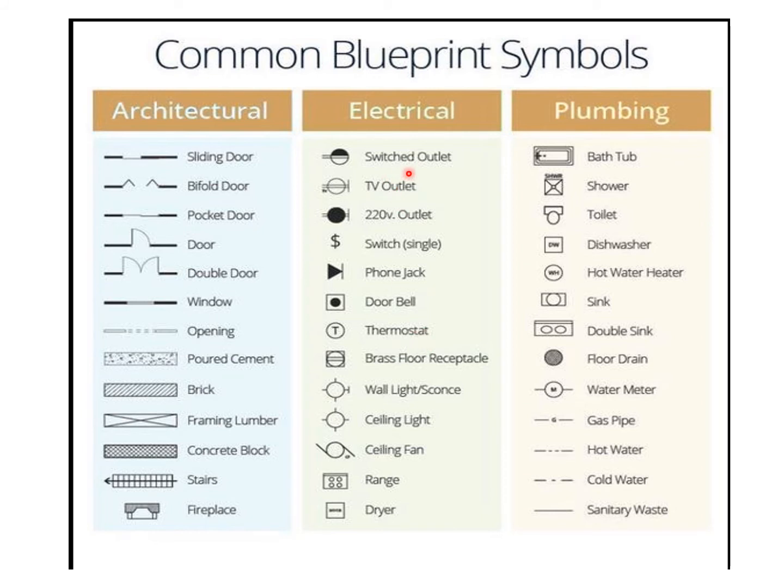This is for switched outlets, TV outlets, 220 volts, single switches, phone sockets, doorbells, thermostat, brass for receptacles, wall lights, ceiling fans, range and dryers. So these are the most common types of electrical amenities that can be present in a pure residential building. Architectural, when we are discussing plan and elevation, we have discussed those things.